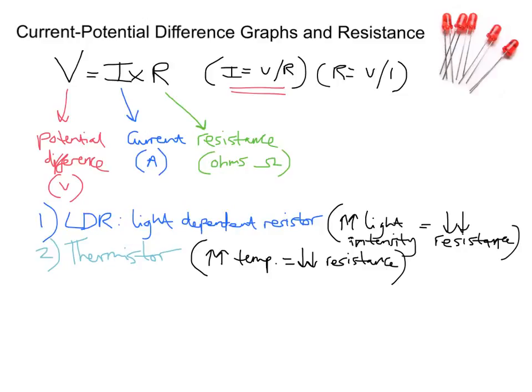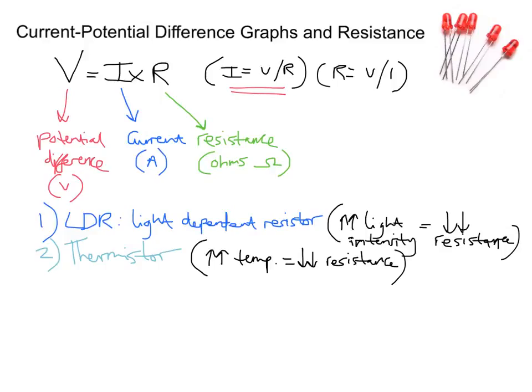So now what we're going to do is take all of this and really put it into context when we look at our current potential difference graphs, because these are used to show how the current through a component varies with potential difference across it. And we can talk about resistance when we do this also.